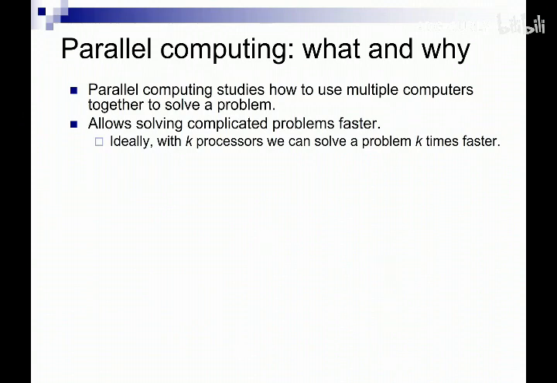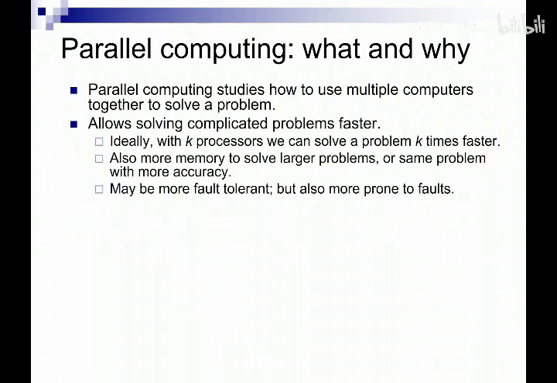Now, in terms of why you want to do parallel computing, there are many different reasons. The first reason is that if you have a large problem and you use multiple computers to solve it, then you can solve that problem faster. In fact, ideally, if you use K processors to solve a problem, then you can solve the problem K times faster. So if you have 1,000 processors, maybe you can solve your problem 1,000 times faster.